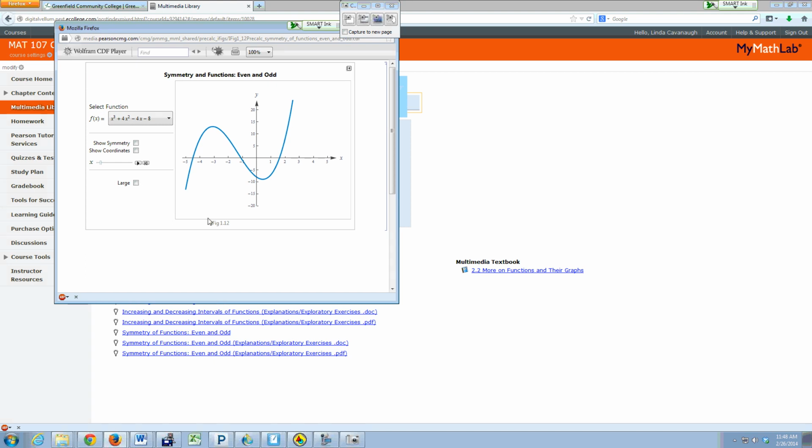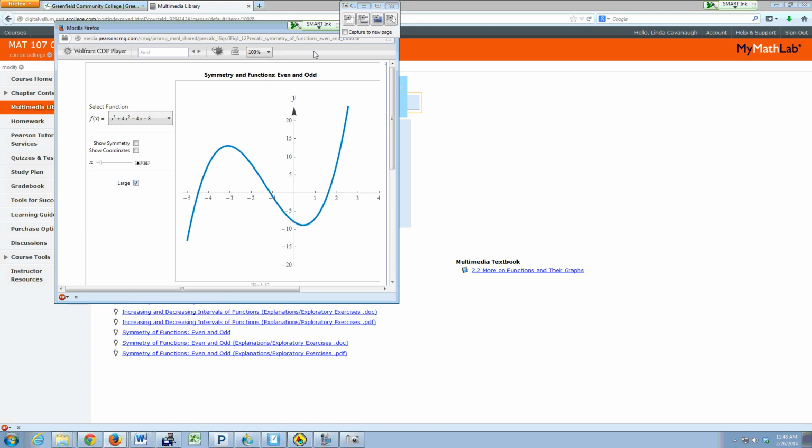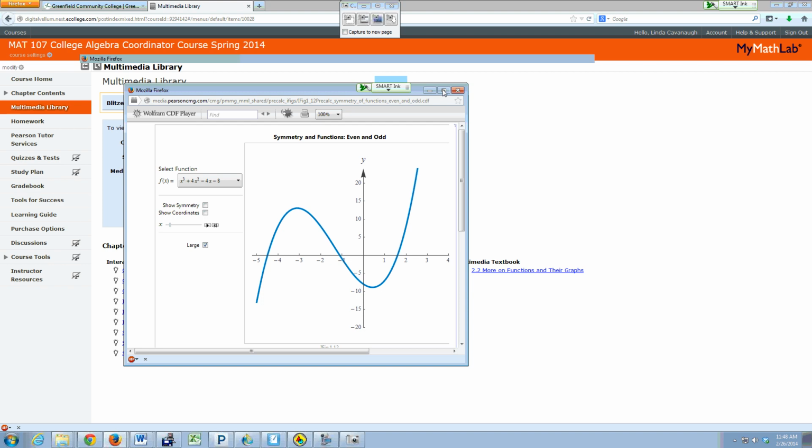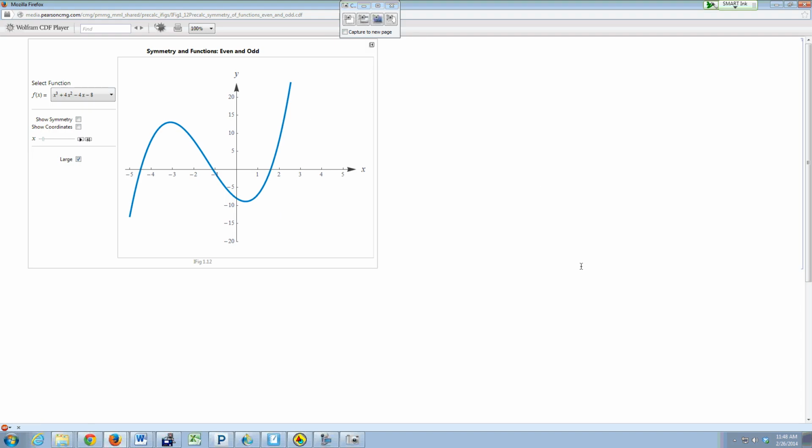Okay, so this is what we call an odd function. Here's an example of an odd function. Let me just show you the symmetry here. Well, I picked the wrong odd function. Let's try that one.